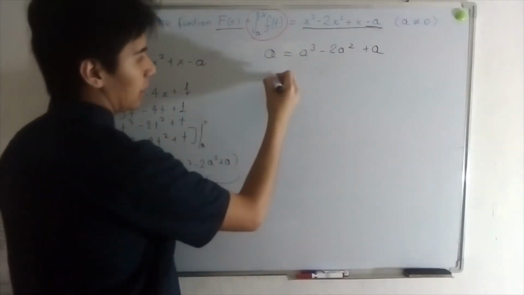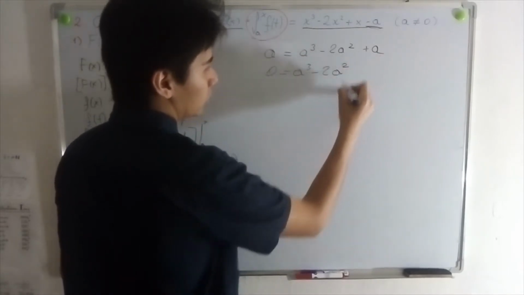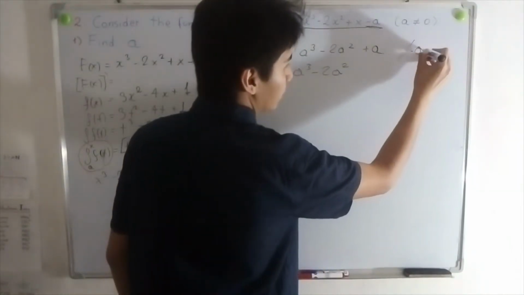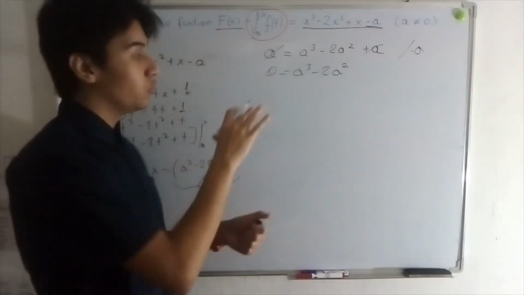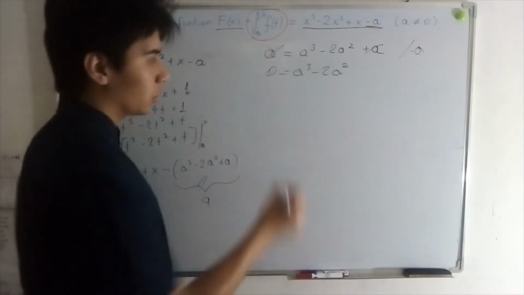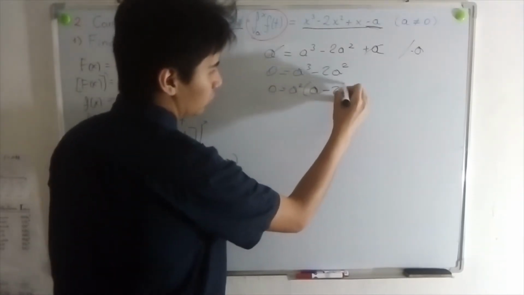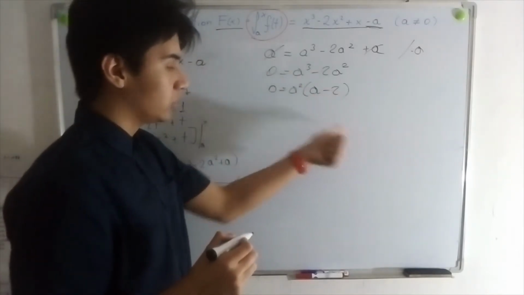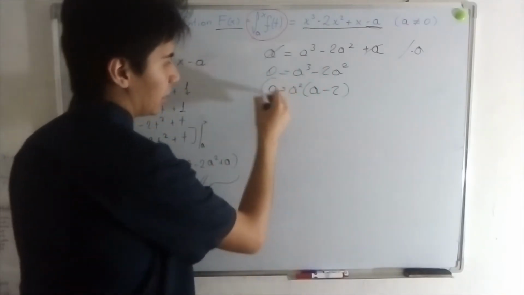So that is 0 equals a cubed minus 2a squared plus nothing, because that is minus a, okay? And 0 is equal to a cubed minus 2a squared. And now for the common factor, that is a squared here, a minus 2, because a squared times a is a cubed, and a squared times minus 2 is minus 2a squared. That is the equation here.